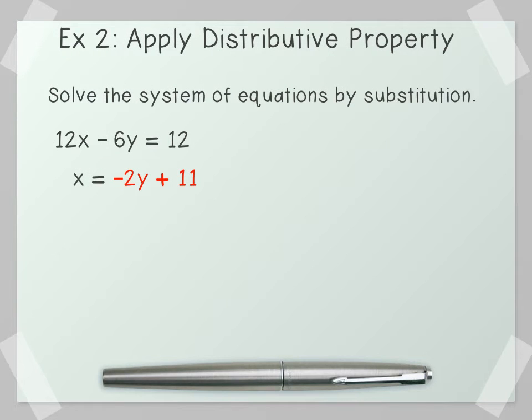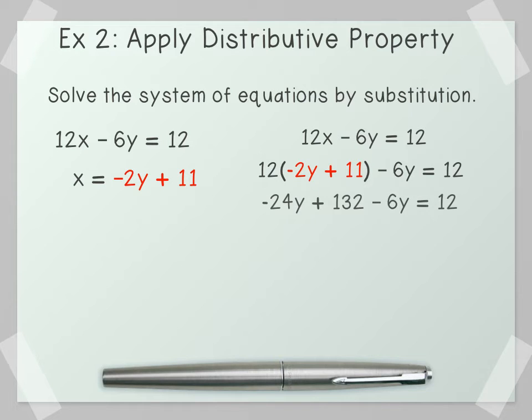Here's another example. Here you'll notice the equations are not in slope-intercept form. However, one of the equations is solved in terms of x. So I want to take that expression for x that I have in red text, the -2y plus 11, and I want to substitute that in place of x in that top equation. And we're going to need to distribute the 12 into the parentheses. And we need to combine like terms and also subtract 132 from both sides. Let's divide both sides of the equation by -30.